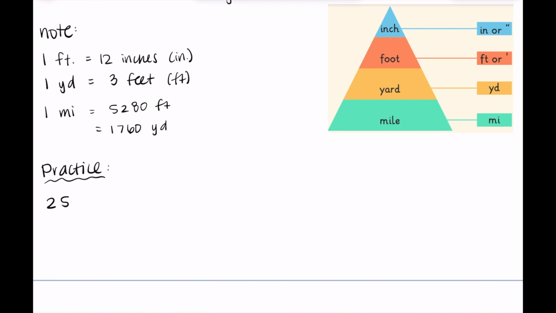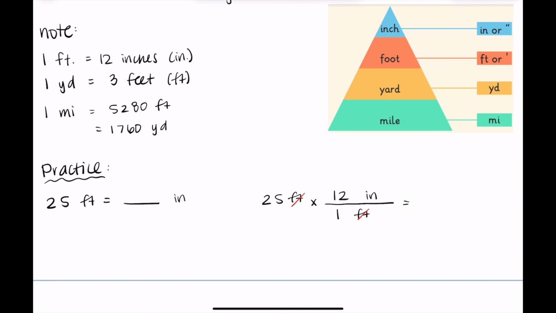Let's say that we're starting off with 25 feet, and we want to convert this to some amount of inches. What we're going to do is we're going to start off with what we're given, the 25 feet, and we're going from feet to inches. So we're going to write our conversion in. We know that 12 inches is 1 foot. If I have my feet diagonal from each other, they will cancel out, and then I'll end up with inches in the end, which is what we were looking for.